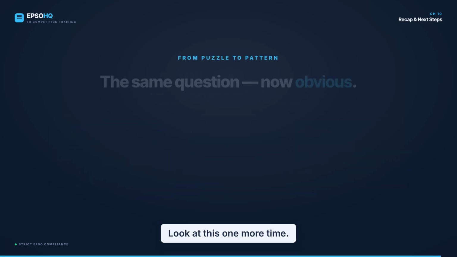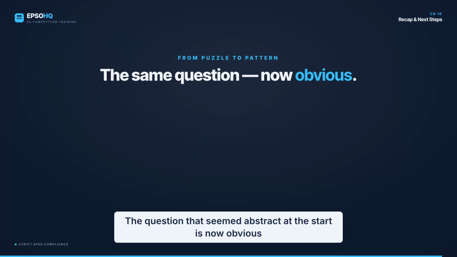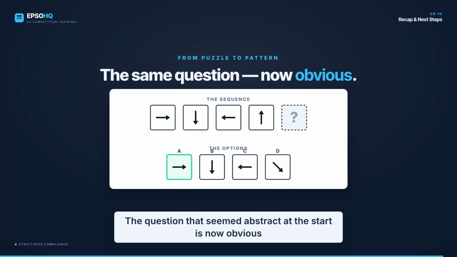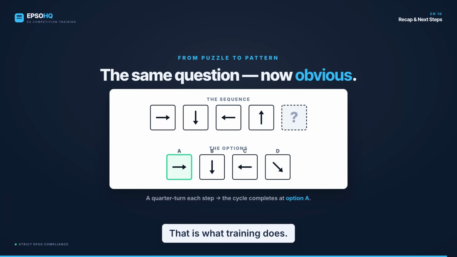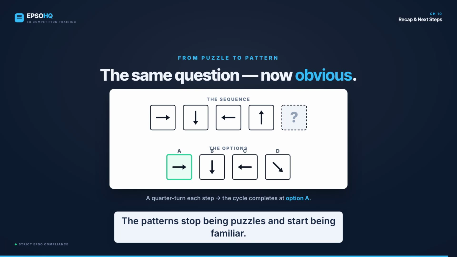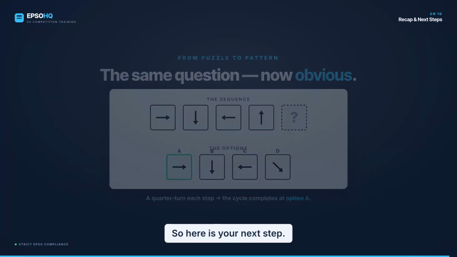Look at this one more time. The question that seemed abstract at the start is now obvious. An arrow, a quarter turn clockwise, completing its cycle at option A. That is what training does. The patterns stop being puzzles and start being familiar.